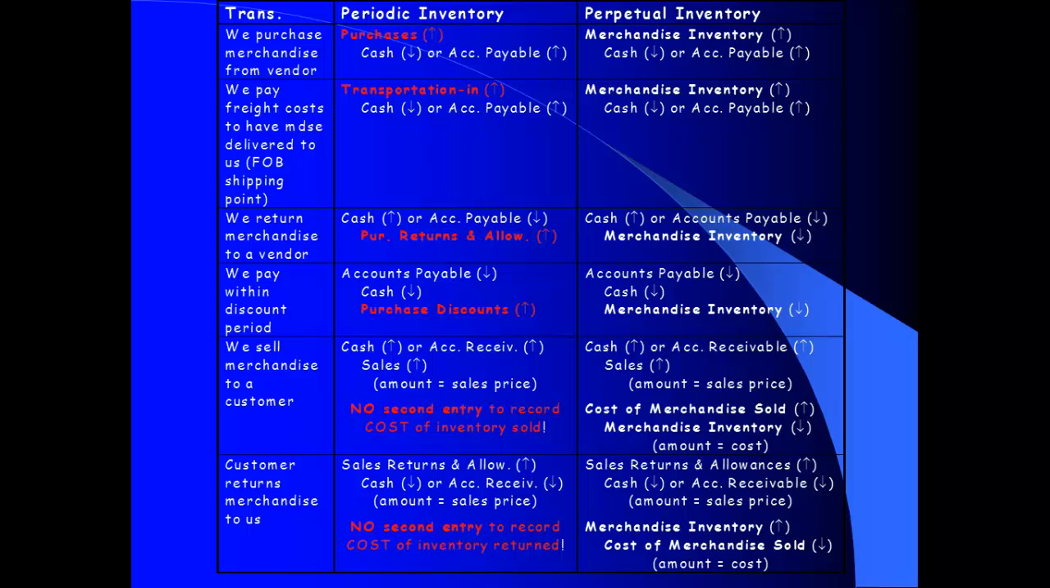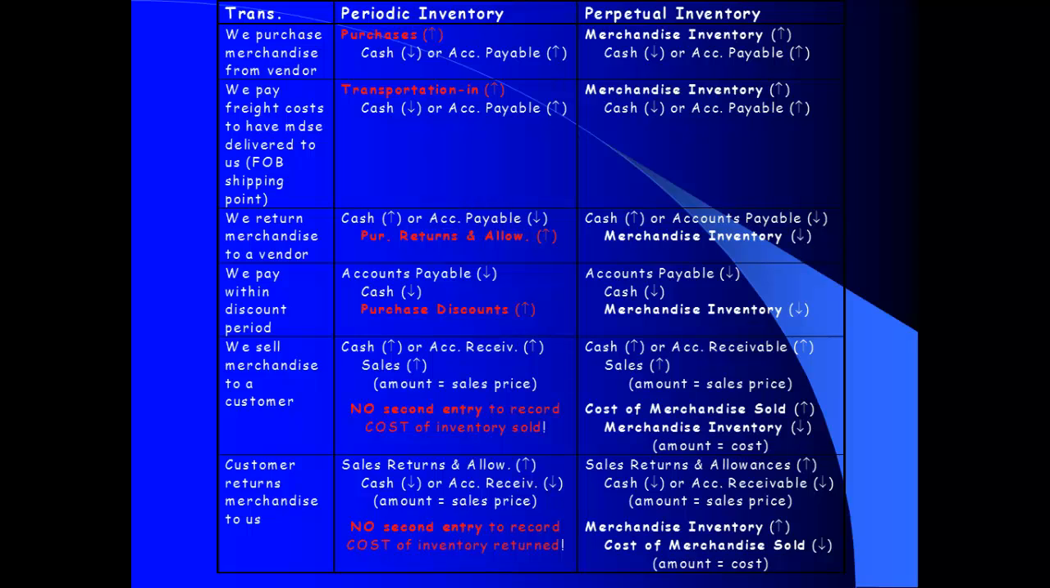Customer brings something back to us. The first entry is to record the return. The second entry is to update the inventory records in a perpetual system. But with a periodic system, we make the first entry only. So recording revenue and recording customers' returns really are much easier now.